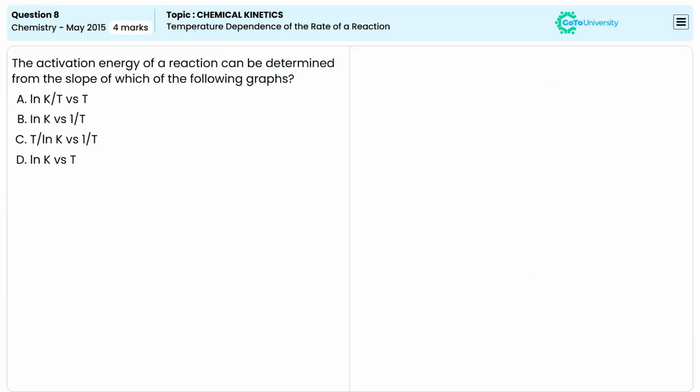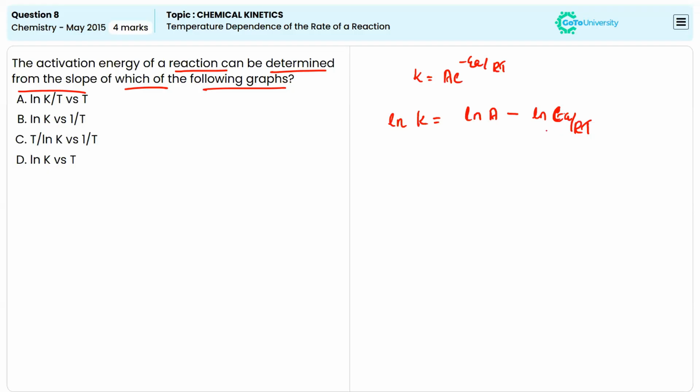Next question. The activation energy of a reaction can be determined from the slope of which of the following graphs? Okay. So here we have to use the Arrhenius equation. So the Arrhenius equation is K is equal to A e raised to minus Ea by RT. So now we are going to rearrange this equation. ln K is equal to ln A minus Ea by RT. Right.